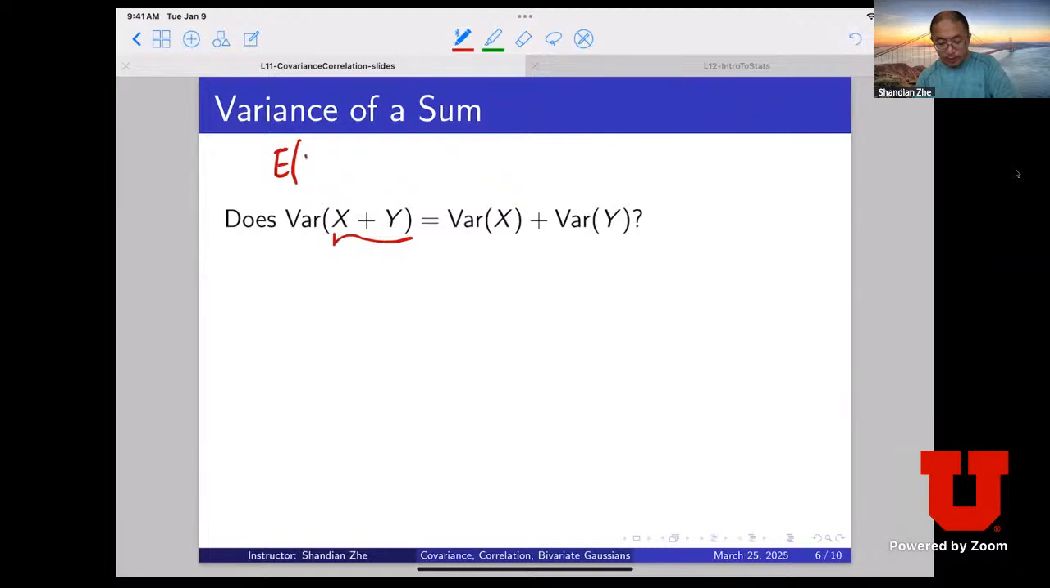So for the expectation of X plus Y, we can use the expectation of X, then the expectation of Y, and add them together, right? Does the variance take the same linearity property, like the variance of X plus Y equals the variance of X plus the variance of Y? Any guess? No? Why?